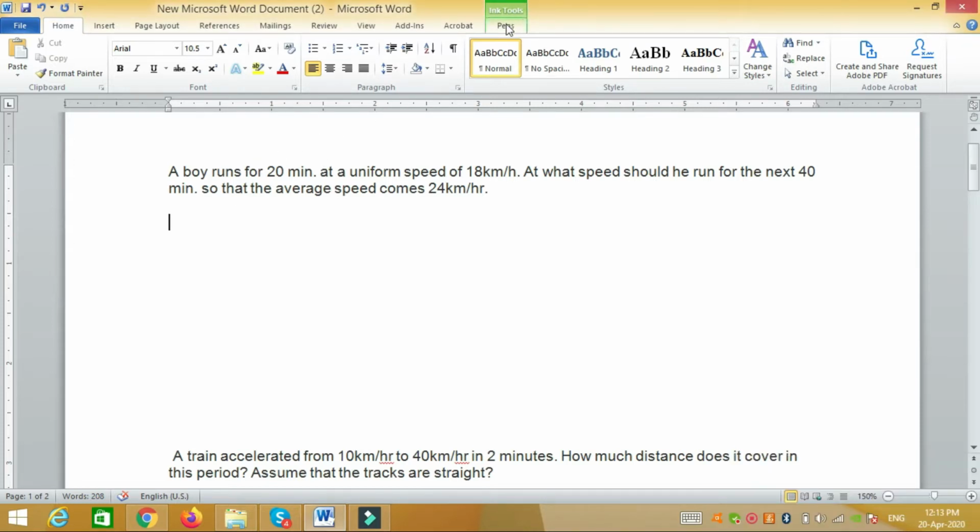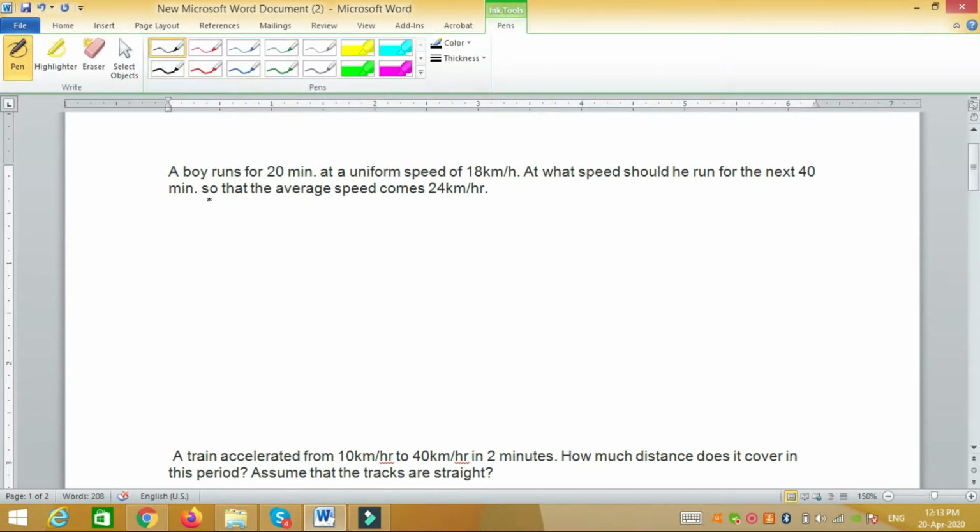So see the first question. It describes a boy who runs for, let us suppose, 20 minutes this distance with 18 km/h speed, and at what speed he should run for another 40 minutes, so that the total average speed must be 24 km/h. So I'll advise you to first of all convert these speeds into meter per second.